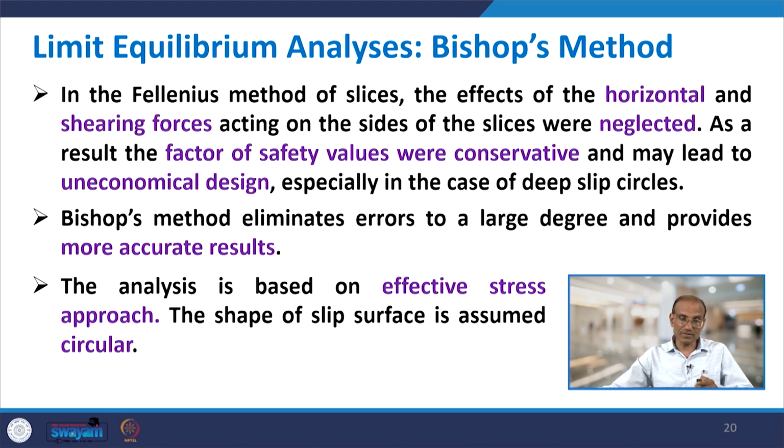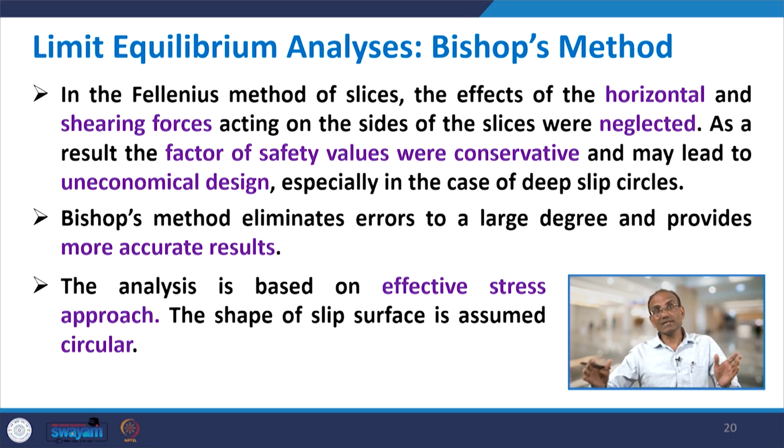So, this was about the numerical example. Now, the second method, which we discuss in detail, is the application of the Swedish circle method for both the static case as well as the dynamic case. Then the Bishop method is a little modification of what was suggested by the Swedish circle method. In the Fellenius method, or the Swedish circle method, the effects of the horizontal and shearing forces which act on the sides of the slices were neglected. As a result, the factor of safety values were conservative and may lead to uneconomical design, especially in the case of deep slip circles.